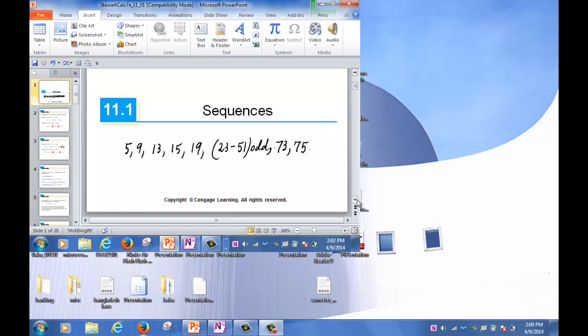So what I wanted to do today is section 11.1. We talked about it a little bit last time, but I'm going to start from the beginning. First of all, your homework from this section is 5, 9, 13, 15, 19, 23 to 51, odd, 73 and 75.